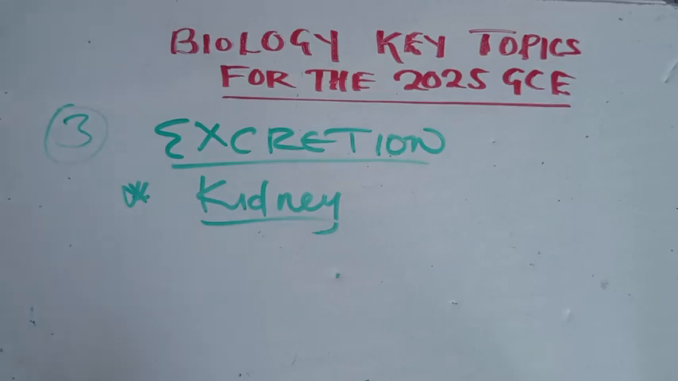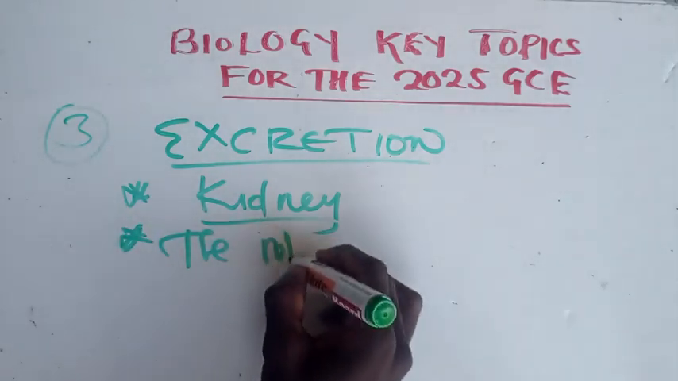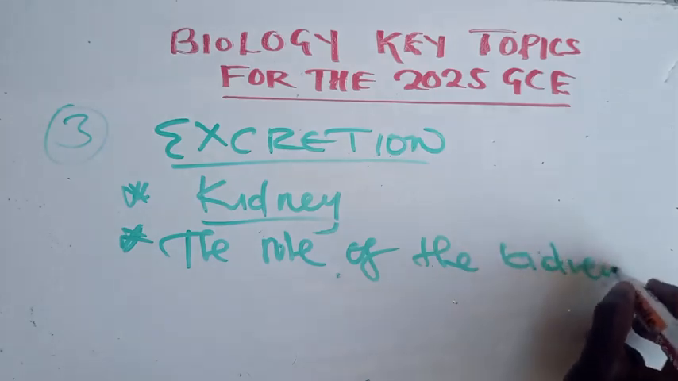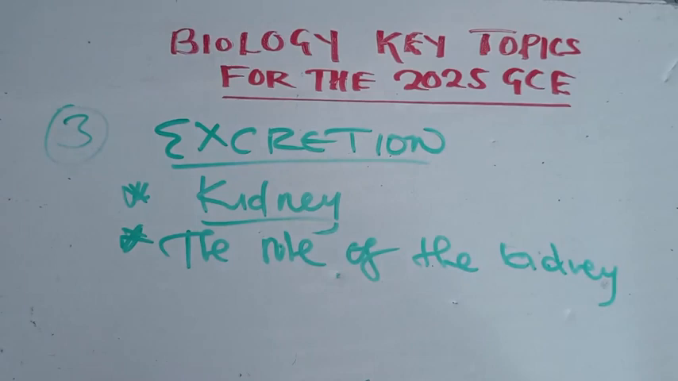And then the other thing, make sure you also revise the role of the kidney in excretion. What is the importance of the kidney in excretion? That question is mostly brought in section B, and most of the times it carries about 4 marks, 5 marks, 6 marks. So make sure you do well by revising this subtopic.